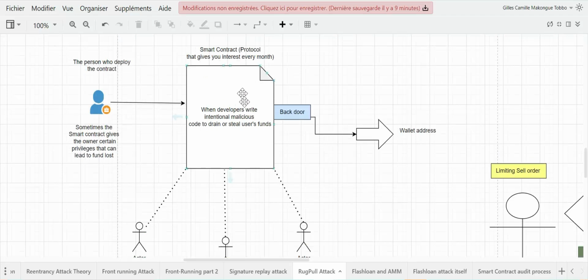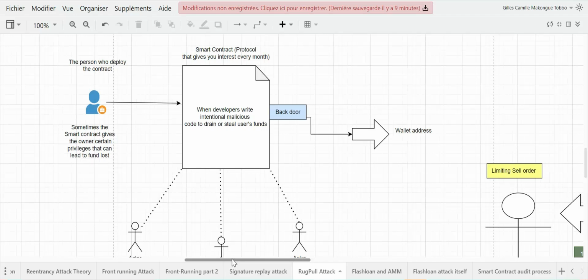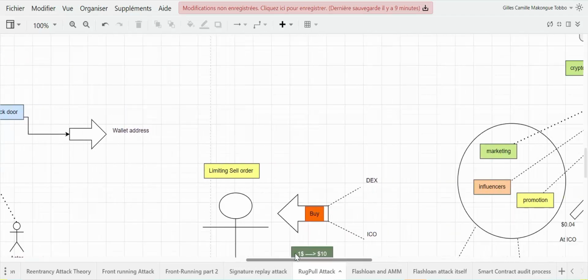I'm going to show you an example so that we can see how this kind of attack can happen. So first, you're going to do your audit review.